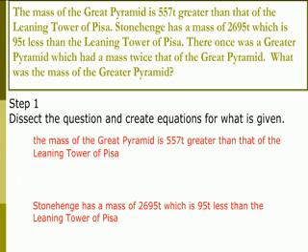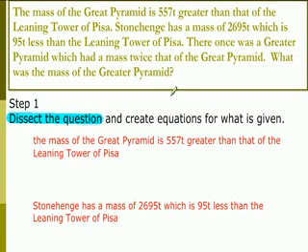Wait, what if I was given this problem? The mass of the Great Pyramid is 557 t greater than that of the Leaning Tower of Pisa. Stonehenge has a mass of 2,695 t, which is 95 t less than the Leaning Tower of Pisa. There once was a greater pyramid which had a mass twice that of the Great Pyramid. What was the mass of the Greater Pyramid? You're reading this thinking, goodness gracious, I can't do all this. That's so many steps. But the first thing we need to do is dissect the question.